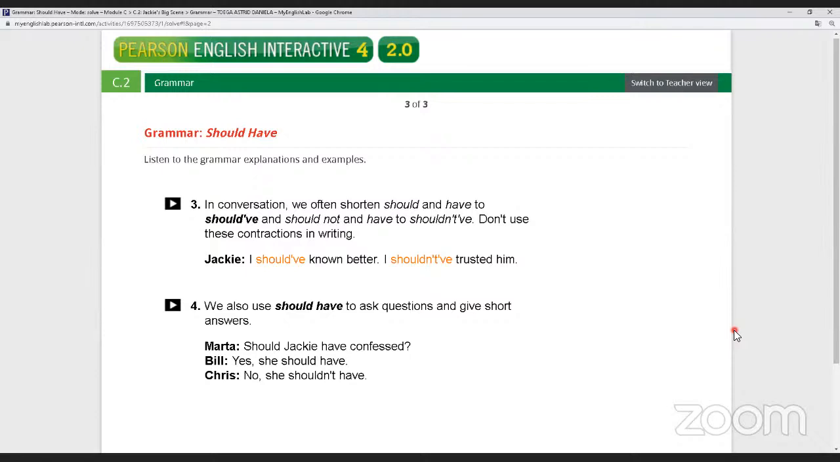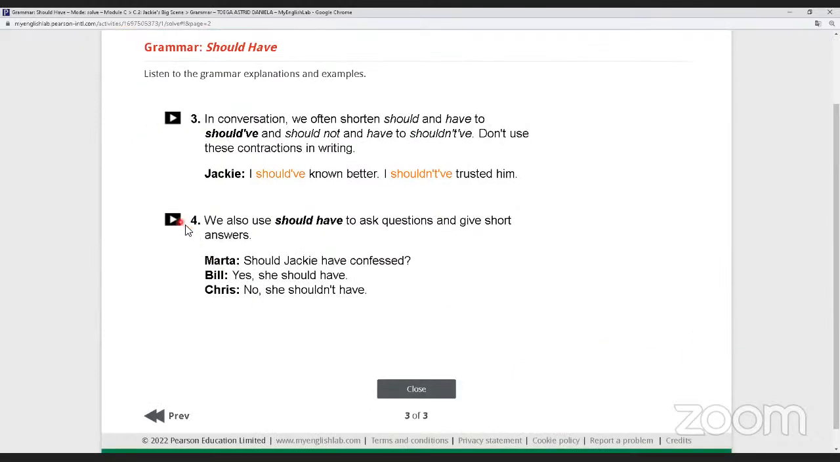All right, so let's continue with point number 4. We also use should have to ask questions and give short answers. Should Jackie have confessed? Yes, she should have. No, she shouldn't have.